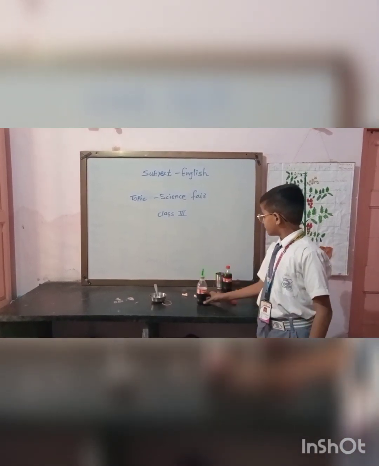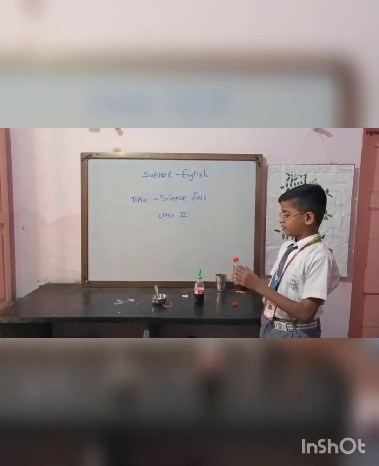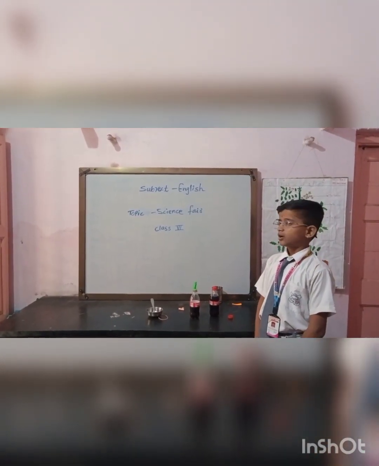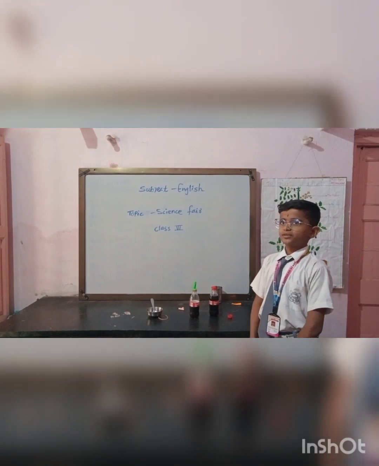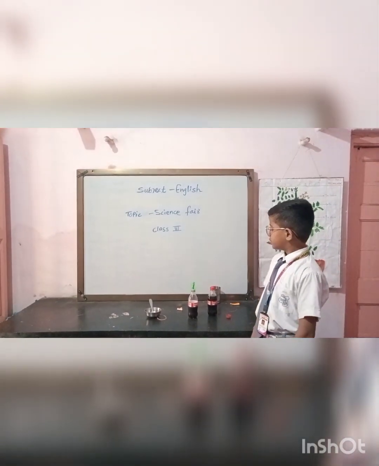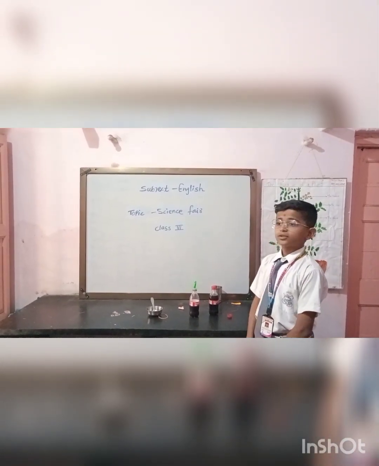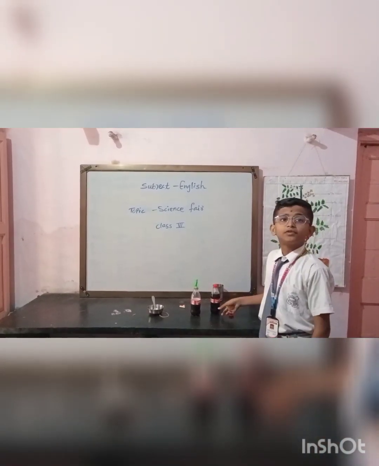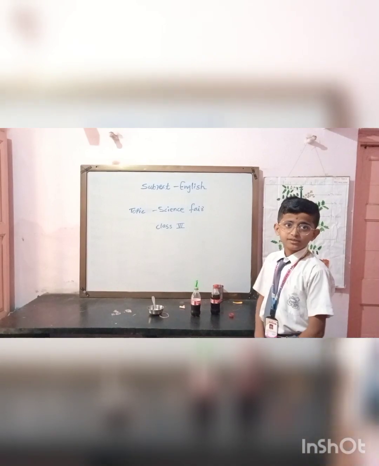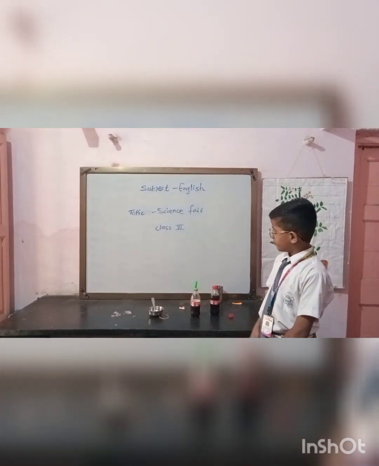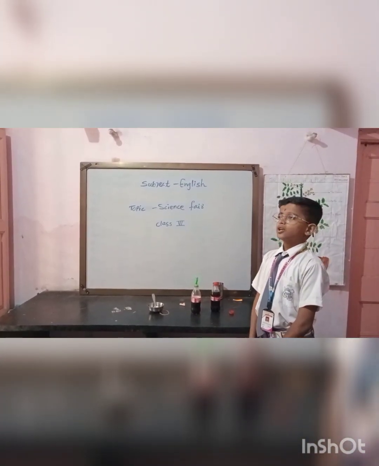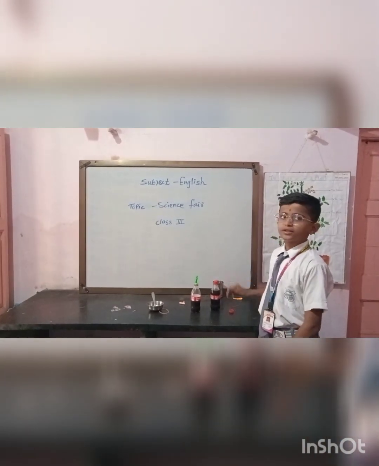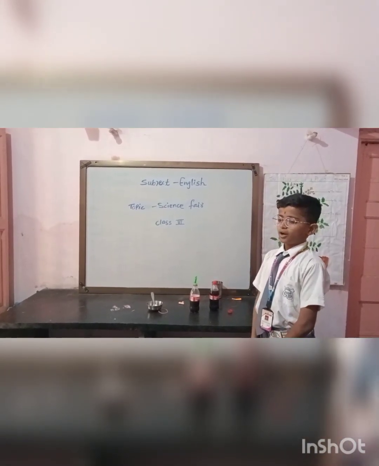The third practical is, if we drink any cold substance, little water droplets appear on the outer side of the bottle or glass. Why does this happen? Because of the cold substance present in the bottle.